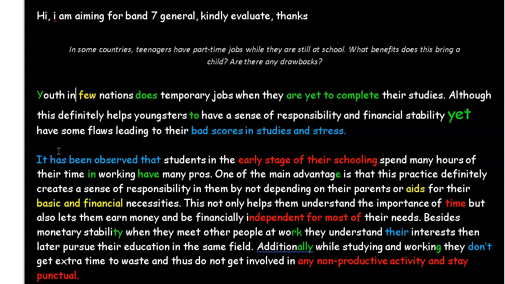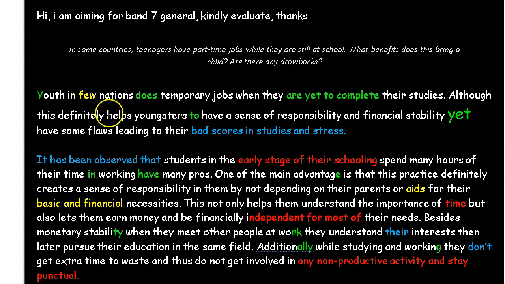Okay, although. When you start a sentence with although, you end your first clause, your first part of the sentence, with a comma, and you begin the next part without any additional conjunctions needed. You've already set it up. Although does not need this yet in the middle. Although this definitely helps youngsters. No one likes that word.